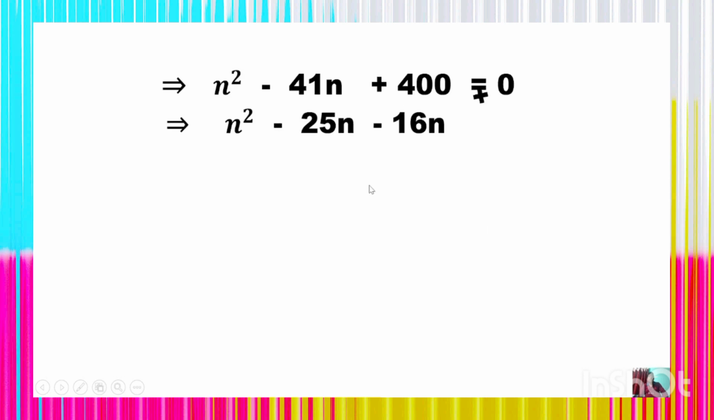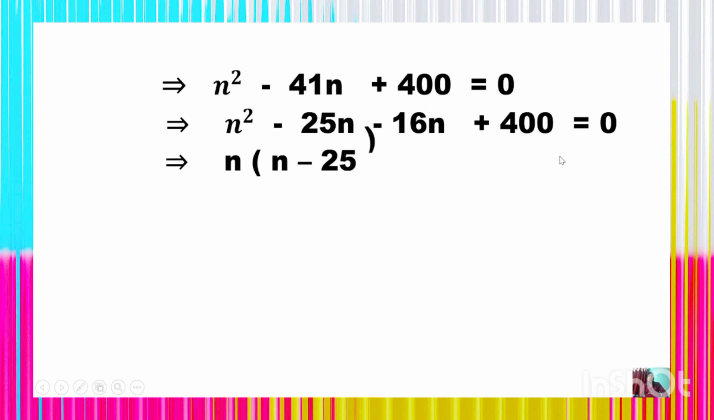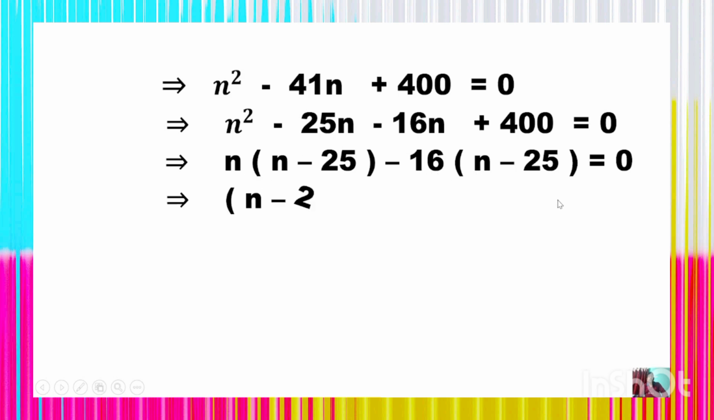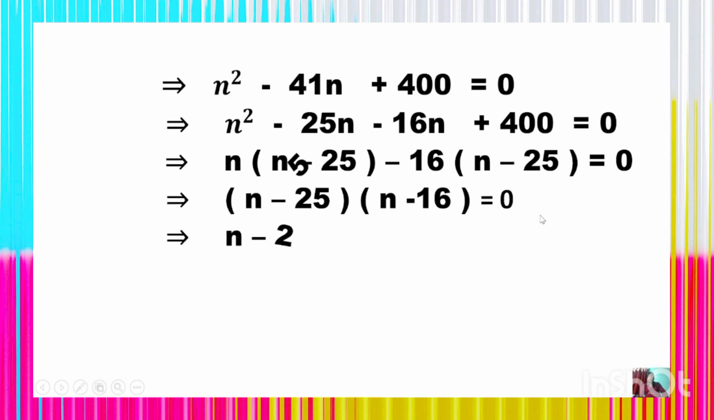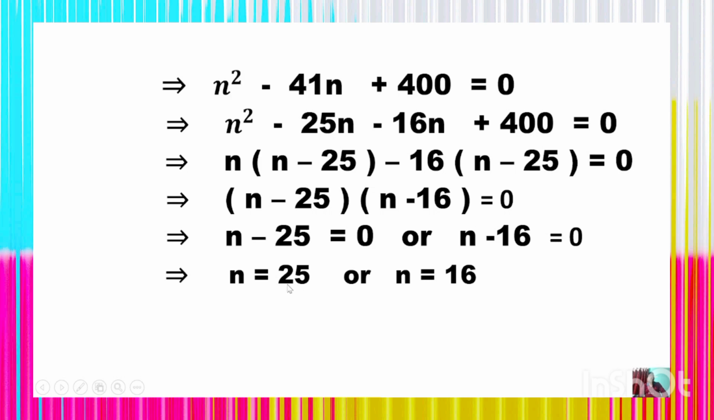So, n square minus 25n minus 16n plus 400 is equal to 0. After taking the common n from the first two terms, we shall get n whole into n minus 25. Again, minus 16 can be taken from the last two terms as a common factor, which is minus 16 whole into n minus 25 is equal to 0. Thus, n minus 25 whole into n minus 16 is equal to 0, and n minus 25 is equal to 0 or n minus 16 is equal to 0. Thus, you get n is equal to 25 or n is equal to 16.